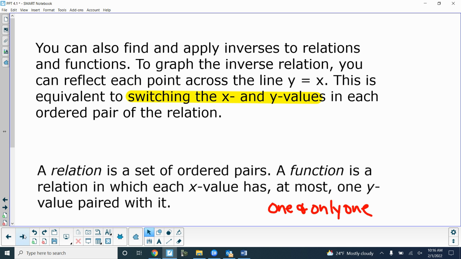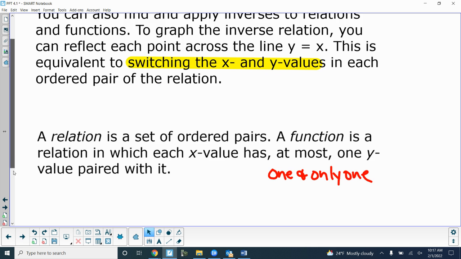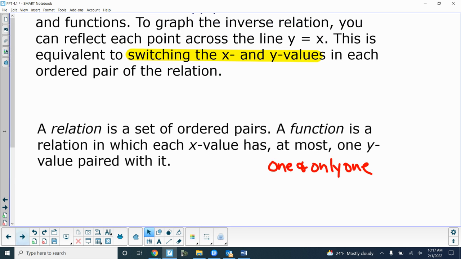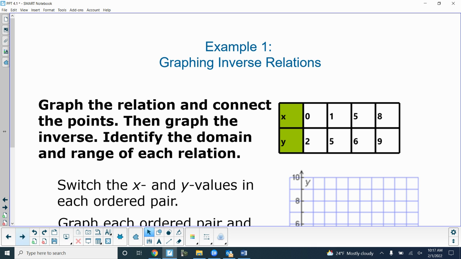We had a little test to tell if we looked at a graph if it was a function or not. It went this way. The vertical line test. Remember that? All right, so just kind of revisiting function stuff. I think that's it for this slide. So here's a relation.